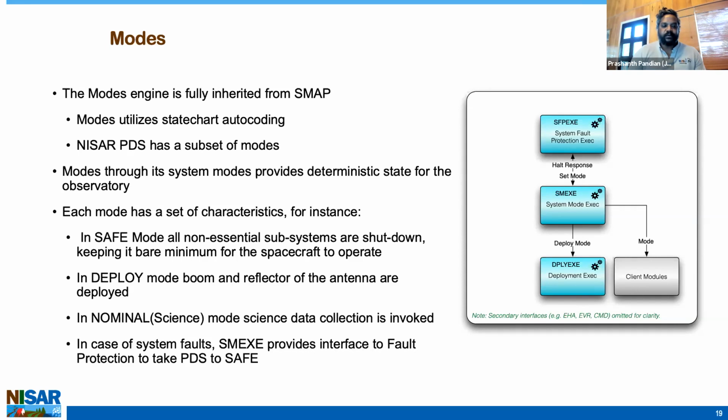When we went to implement modes, we could just take the old Statechart autocoded XMLs and the diagrams, simplify the diagrams, and re-autocode the XMLs. This allowed us to use the same somewhat complex modes engine without having to deal with the complexity, since most of it had already been vetted by SMAP. Next slide, please.